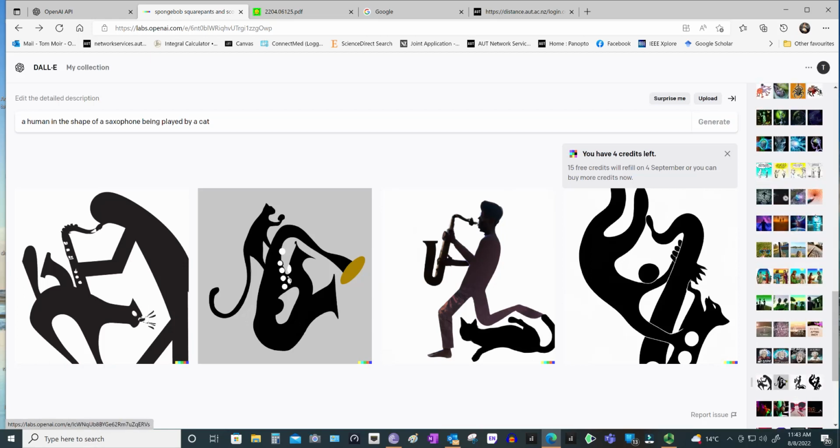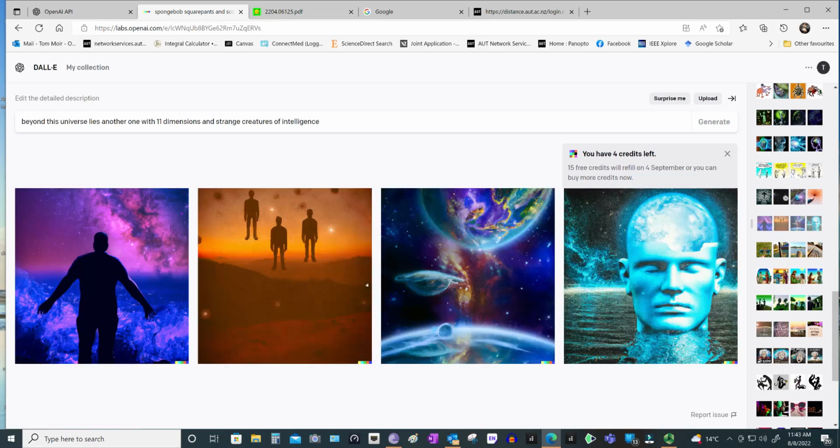Oh, yes, of course, this one. So I typed this in: "Beyond the universe lies another one with 11 dimensions," although allegedly our universe is supposed to have 11 dimensions, according to string theory anyway. "Lies another one with 11 dimensions and strange creatures of intelligence." Perhaps unlike humans, I don't know.